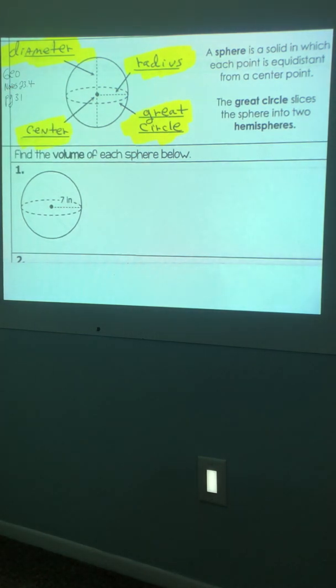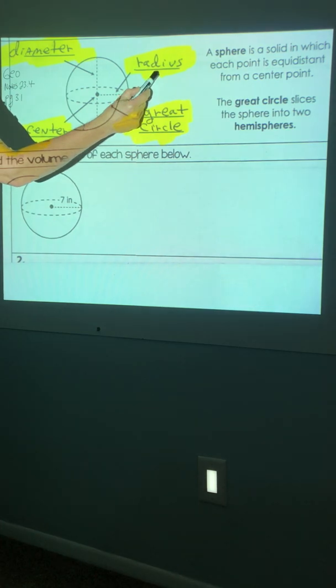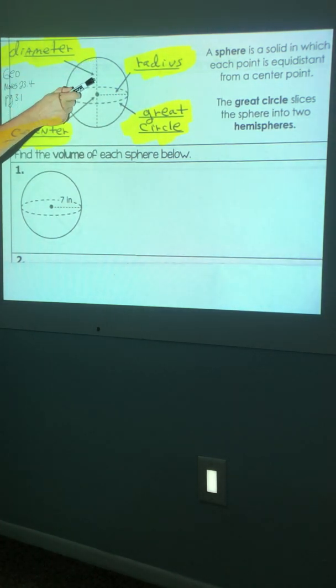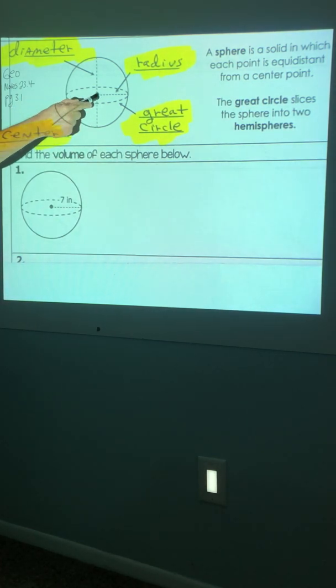A couple features that you already know: if you go from the center to the edge, that's going to be the radius. If you double that, like this dotted line right here going north-south, that's going to be the diameter, because it goes from one side of the sphere through the center to the other. The center is obviously that center point.